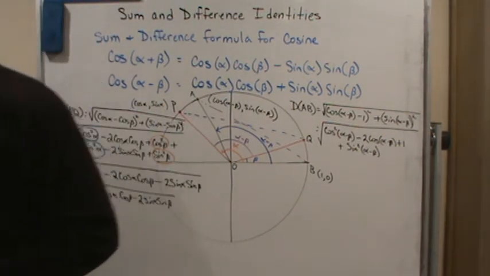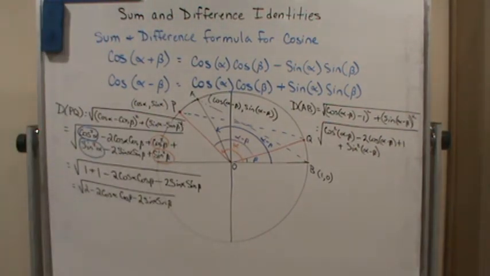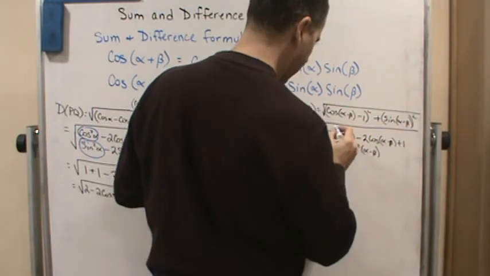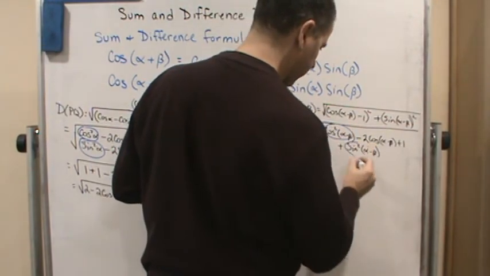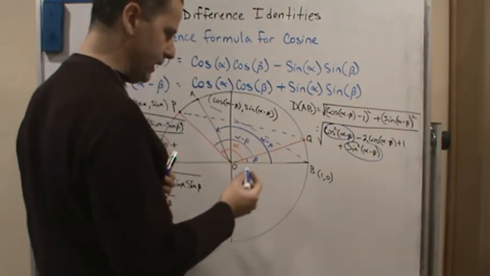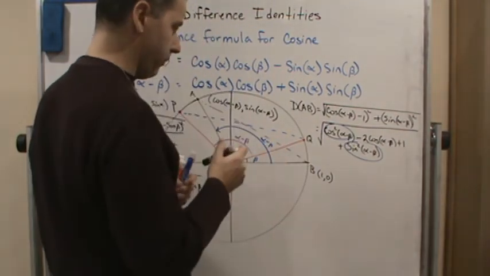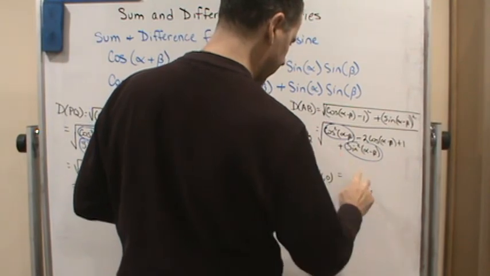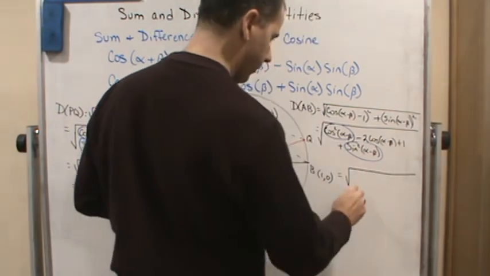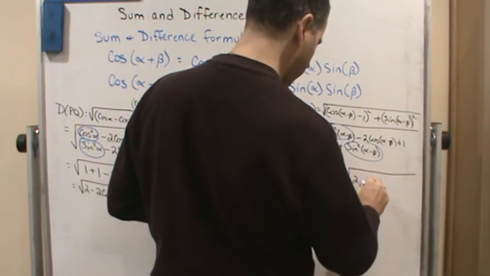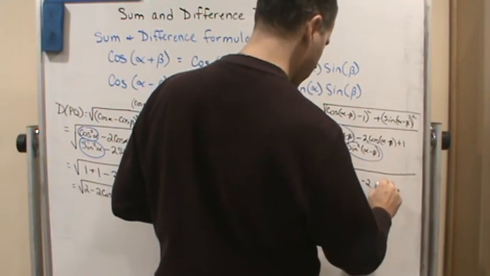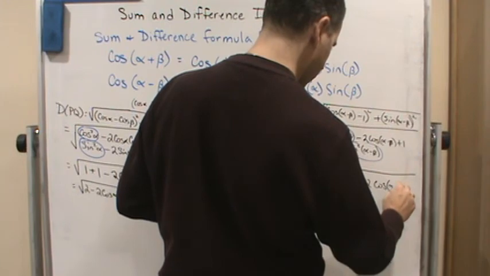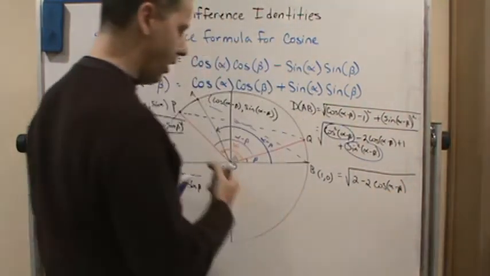Now we're going to use the Pythagorean identity again. Notice that we have cosine squared and sine squared alpha minus beta. So we can put those together, and that's going to equal 1. And then we can add it to that 1. So what do we get? We get 2 minus 2 cosine alpha minus beta.